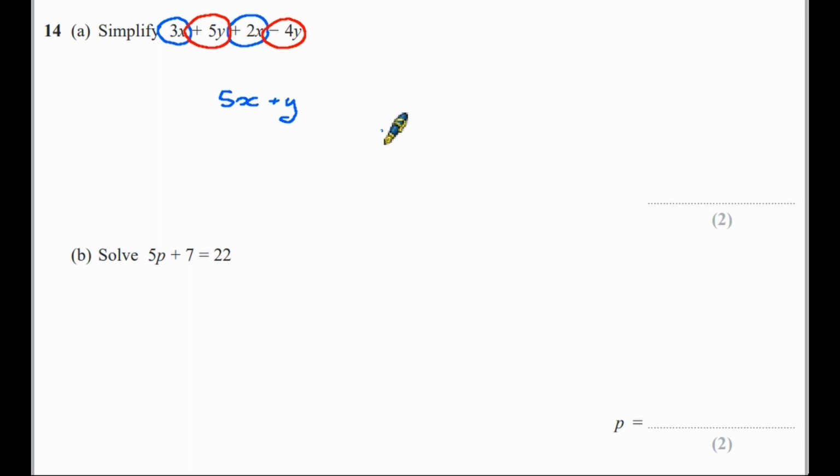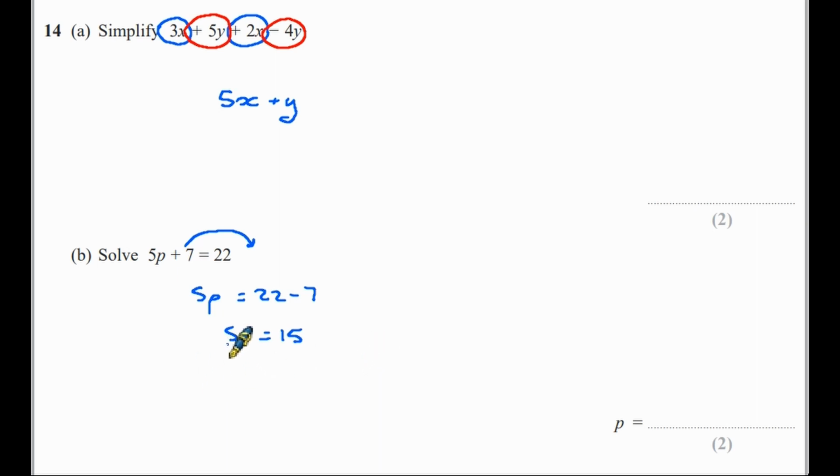Moving on to part B, we're asked to solve a little equation. 5p plus 7 equals 22. A couple of ways to do this. I always solve these problems by rearranging the formula. So the first thing I'm going to do is take that 7 and move it to the side. Knowing that it's a plus on this side, it becomes a minus on the other. So I get 5p equals 22 minus 7. Therefore 5p equals 22 minus 7 is 15.